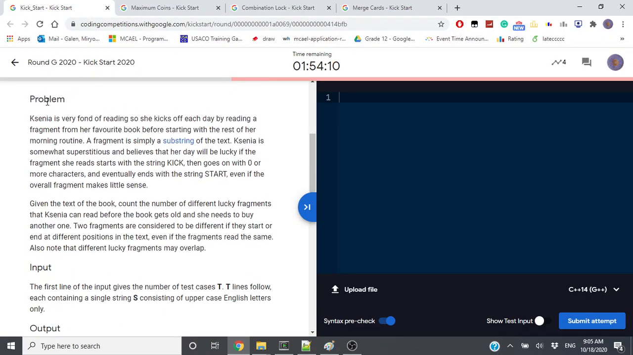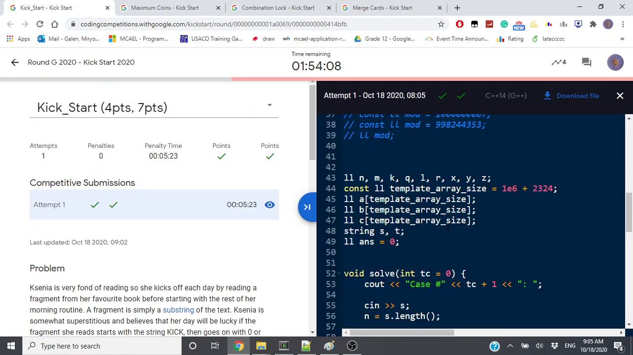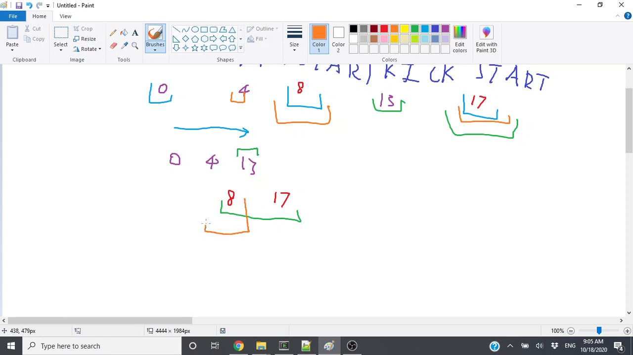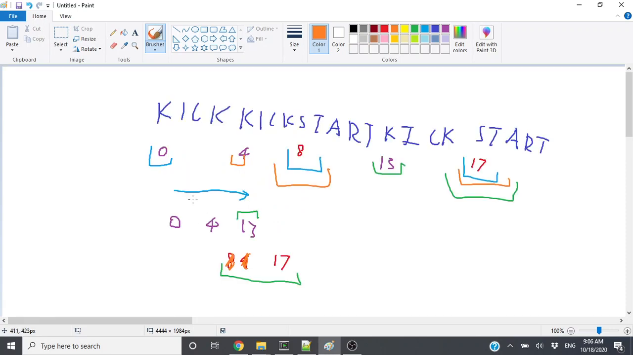Wait, what did my submission do? Did I even check for the size? Yeah, okay. So while the beginning value in the deck is less than this, which means that the start is before this kick, you can just remove this from the deck. So when we're at 13, we'll remove this 8. Say there was another value 9, we would also remove that. And then we would get the 17. 17 is once again later than 13, so we'll be good. And then at each stage, you can just add up the size of the deck, which is exactly the number of starts after this value of kick.